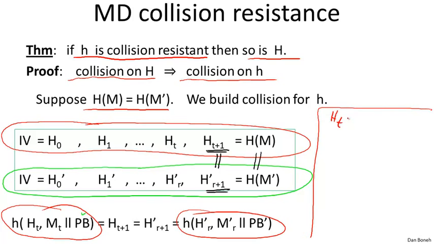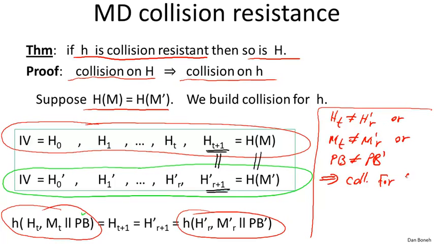So if h_t is not equal to h'_r, or m_t is not equal to m'_r, or the padding blocks are distinct, then we have a collision for the compression function h, and we're done. We're done and we can stop. So the only way we need to continue is if this three-way disjunction doesn't hold. So what does it mean that this disjunction doesn't hold?